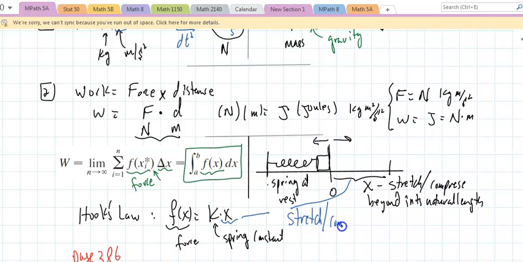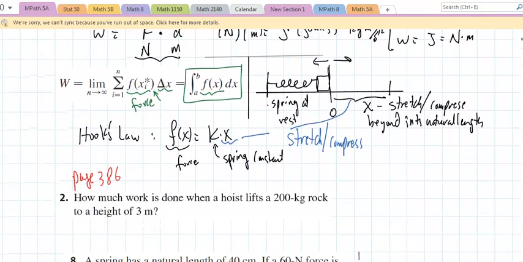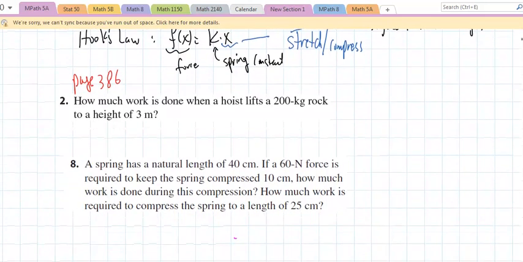Stretch or compress. So, I want to start with problem number 2. I would have done number 4 and 6, but they have an exception that doesn't come up on the homework. And again, I just want to introduce this. You will really touch on this heavily in third semester calculus.